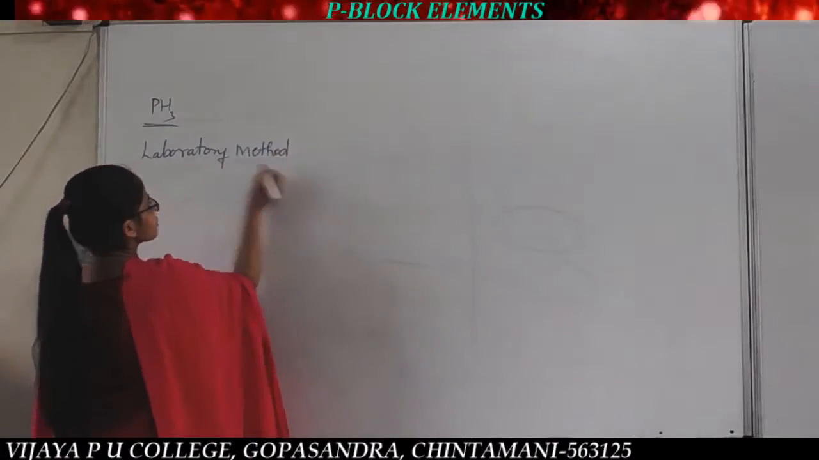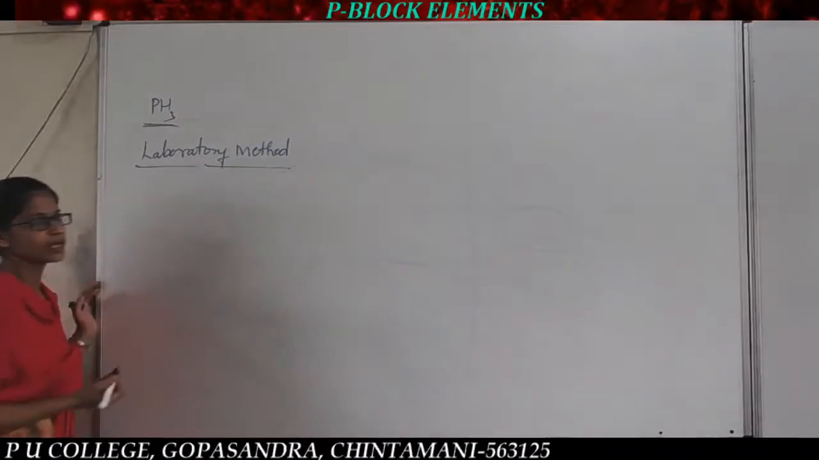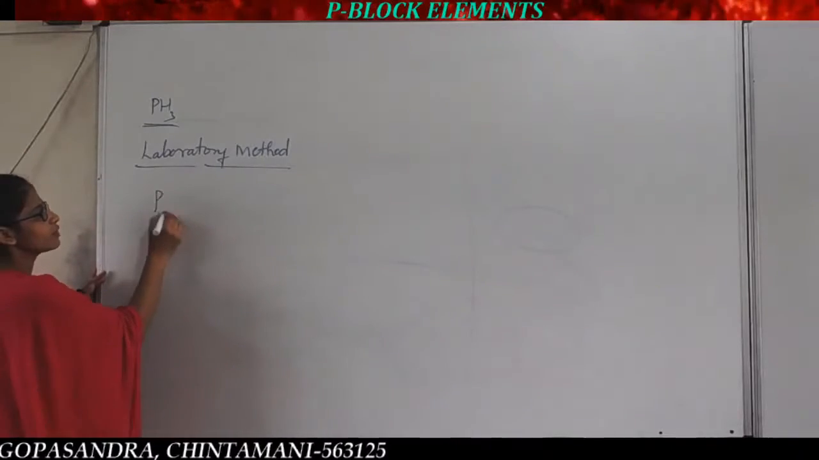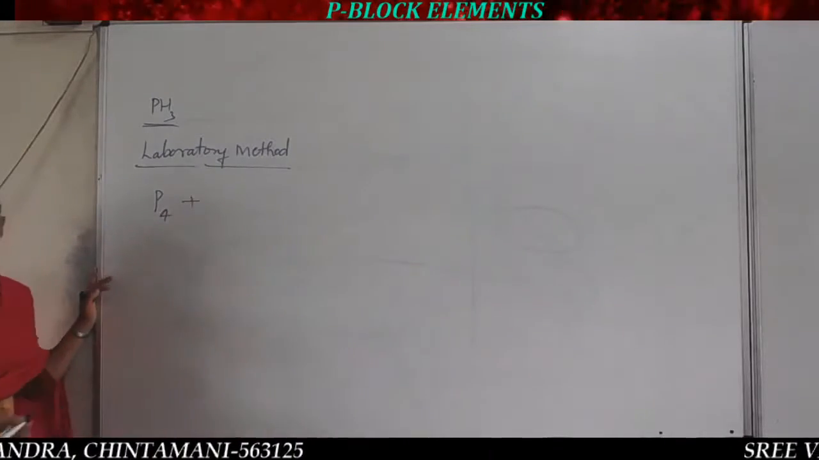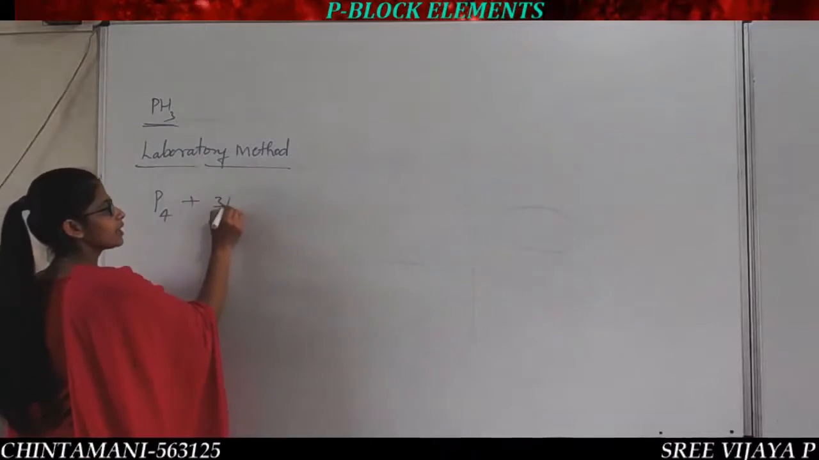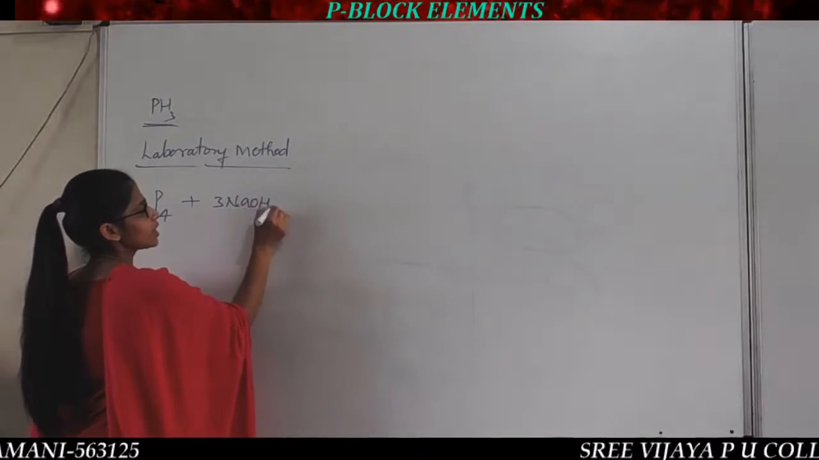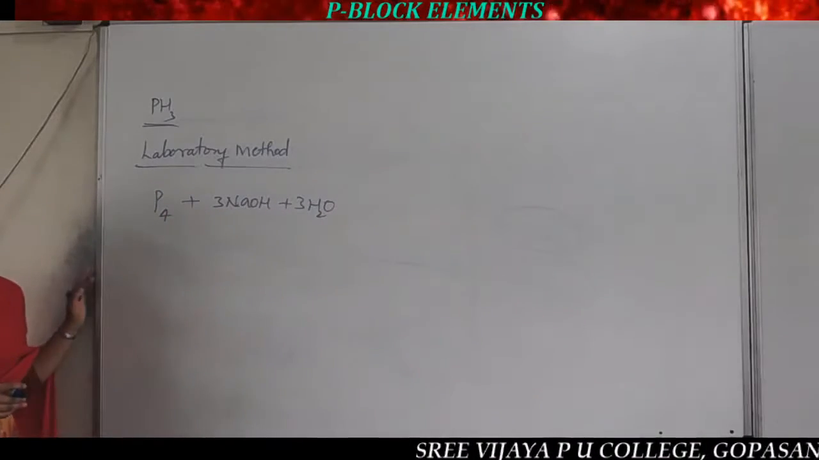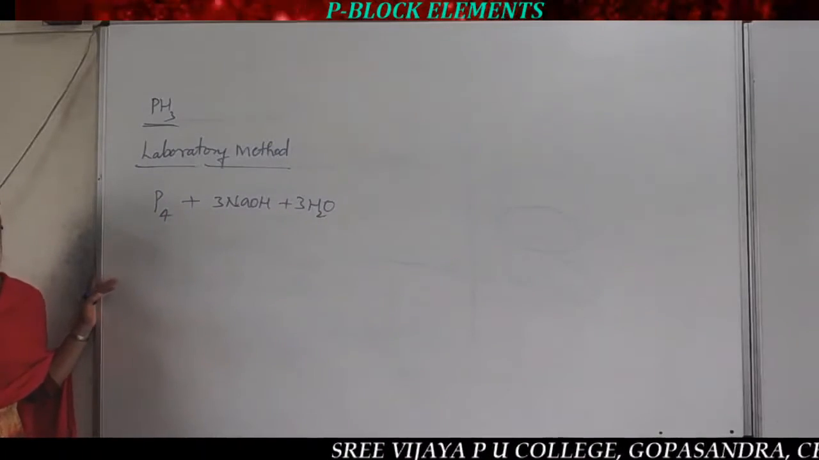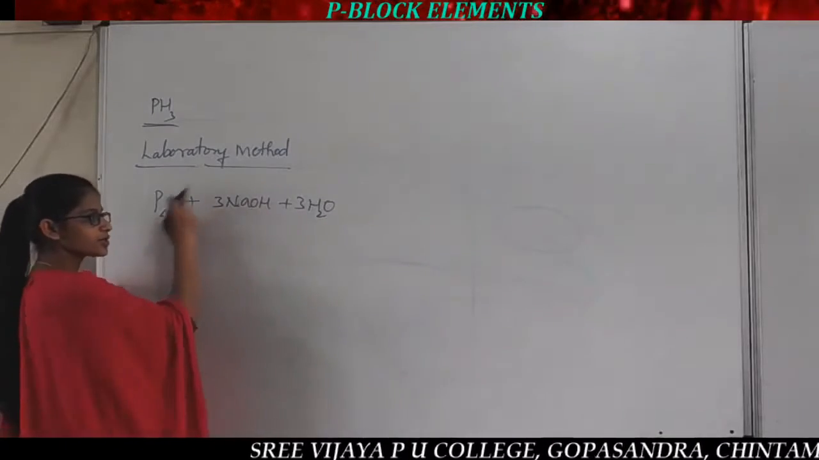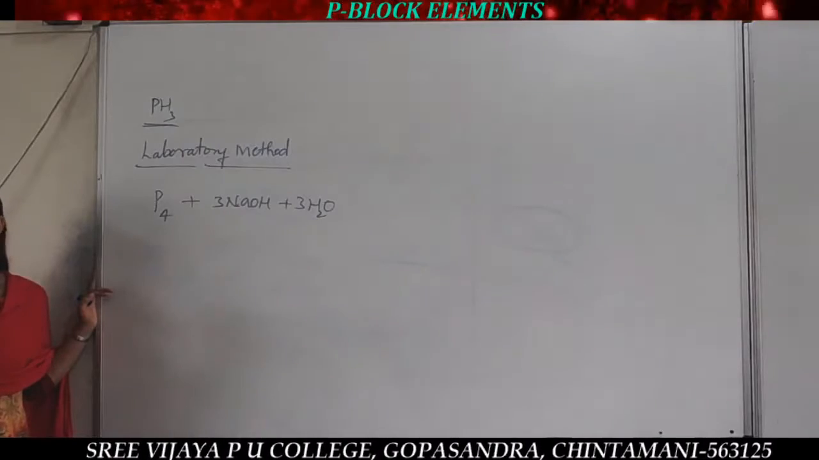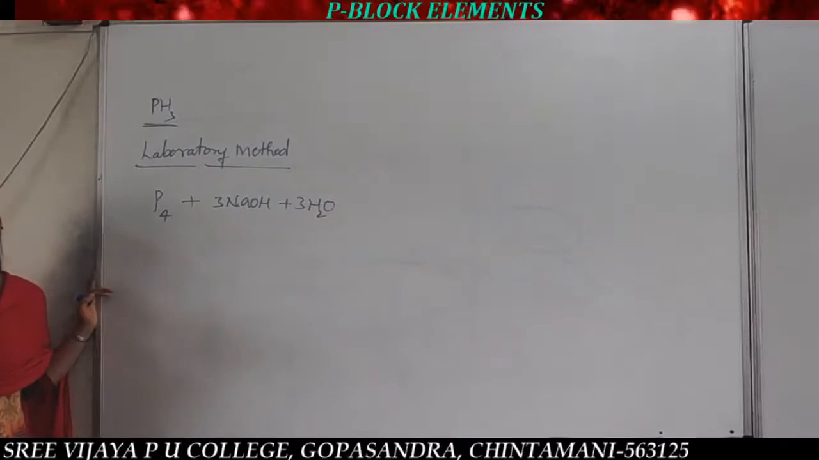This is one of the chemical properties of white phosphorus that we have studied, the same method. We take white phosphorus, P4. It reacts with concentrated NaOH in an inert atmosphere of carbon dioxide. For the reaction, the surrounding atmosphere has to be made inert, especially with carbon dioxide.